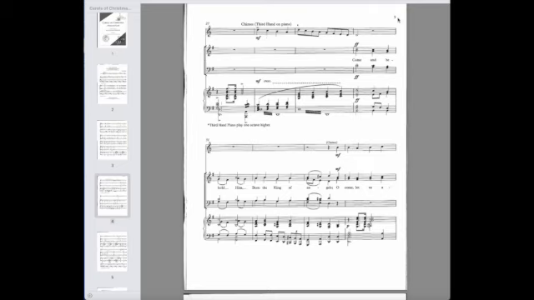So I might say page 3, second system, measure 31, and I might say we're going to start right on the downbeat, or I might say we're going to do the pickup to measure fill in the blank. Okay, and I'll narrow it down to the beat.